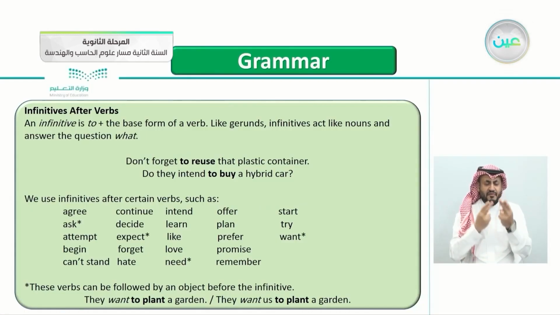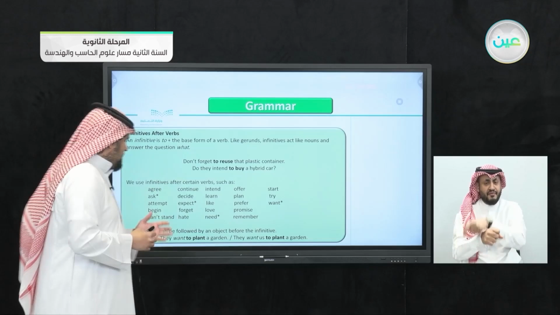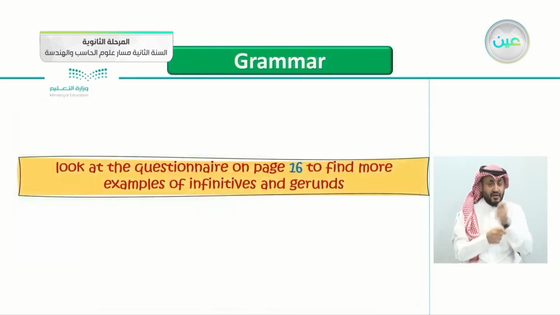When a teacher says, I expect you to succeed, so you here is an object. These verbs can be followed by an object before the infinitive. They want to plant a garden. They want us to plant a garden.